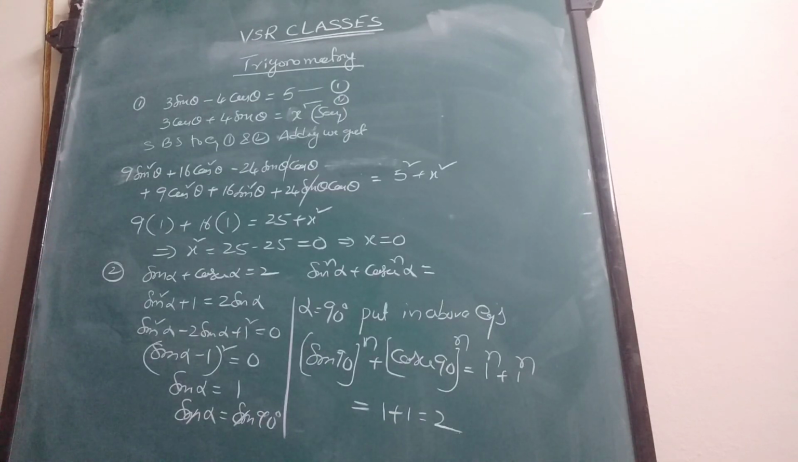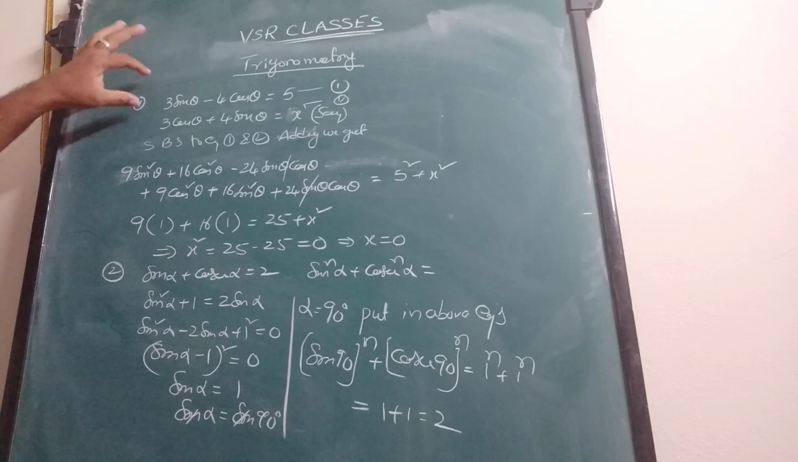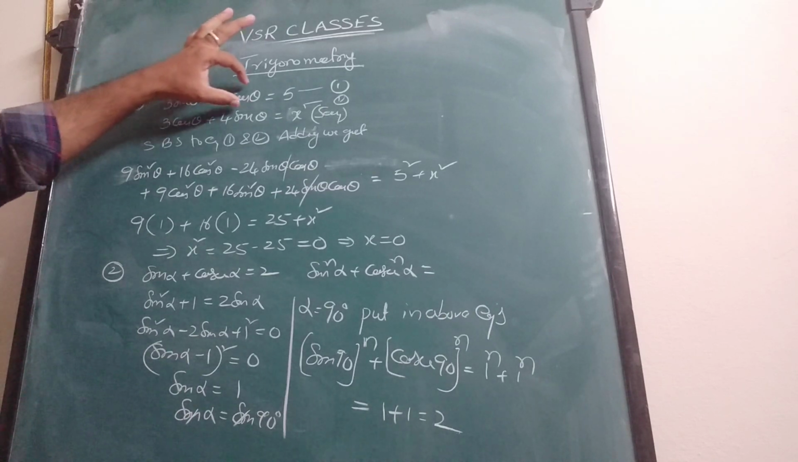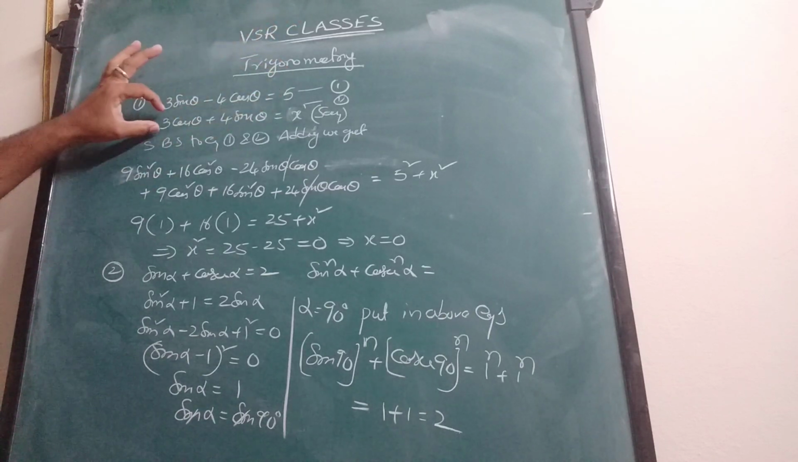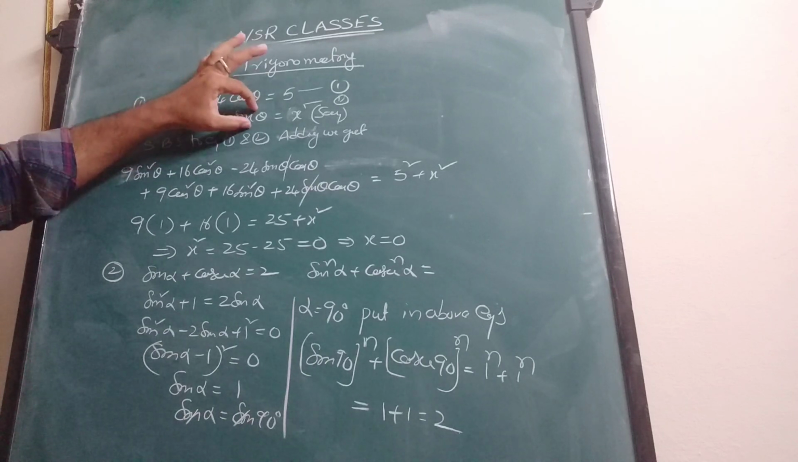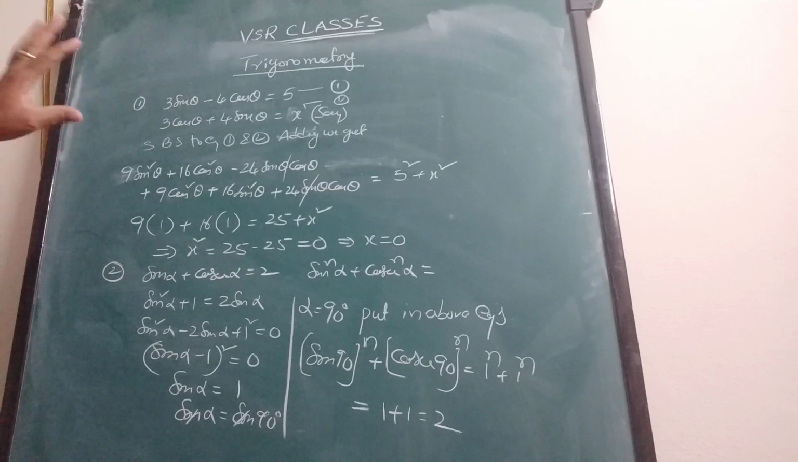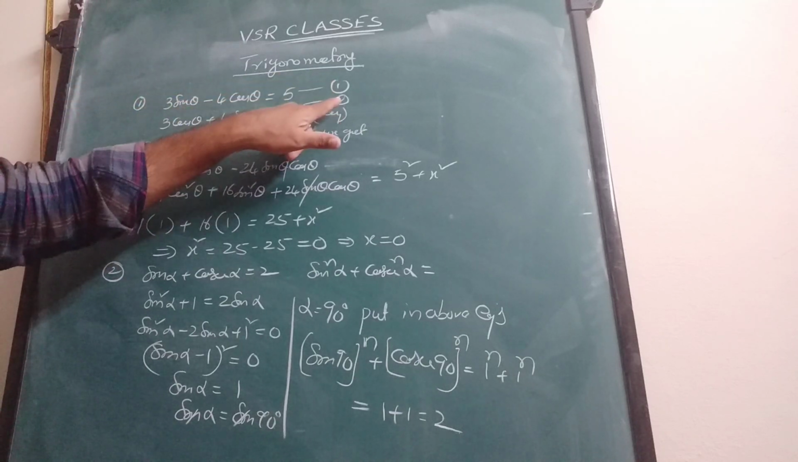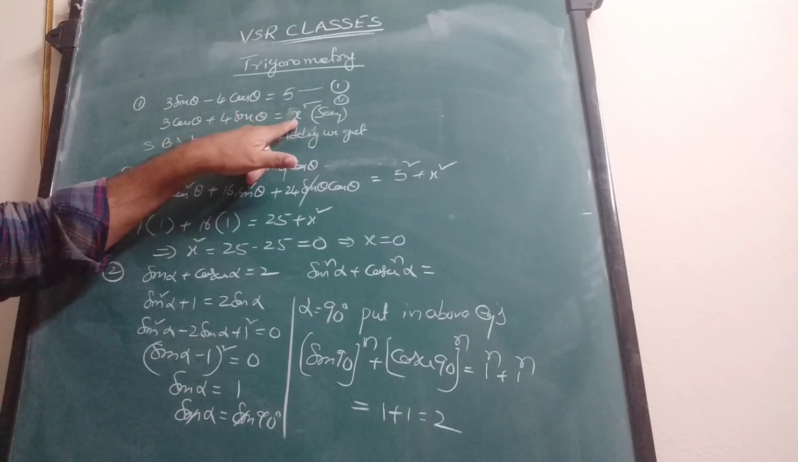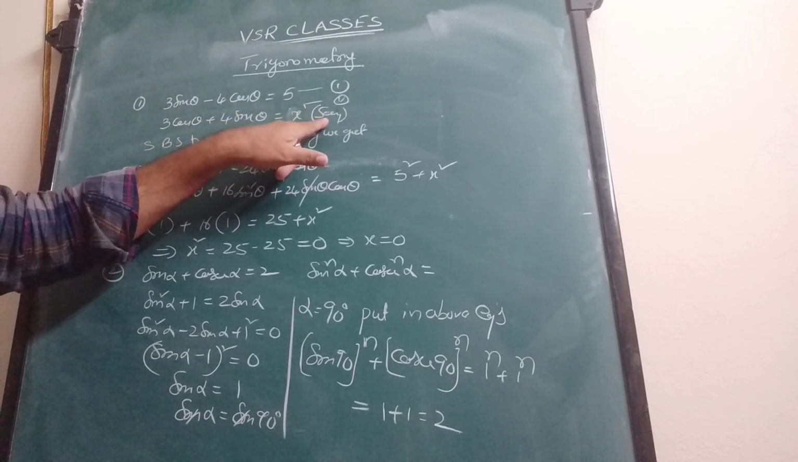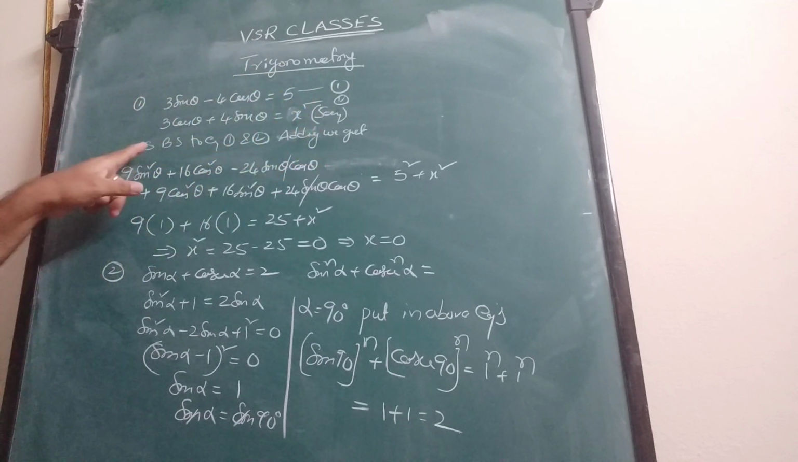Now children, we start the trigonometry. First one: 3 sin theta minus 4 cos theta equal to 5, and 3 cos theta plus 4 sin theta is equal to how much, is what it is asking. This is nothing but the elimination of theta from the trigonometric functions, equation 1 and equation 2. We assume this value is x, for our convenience.